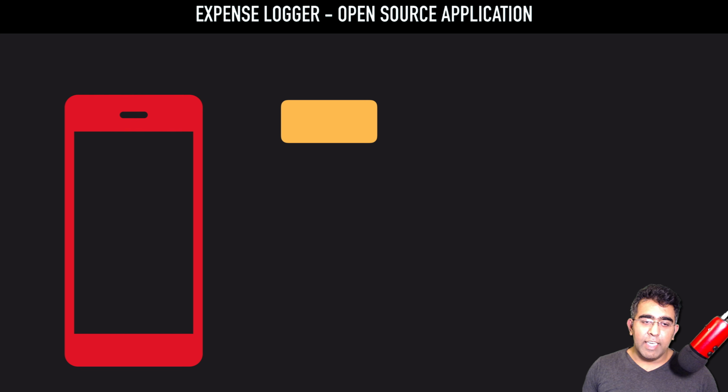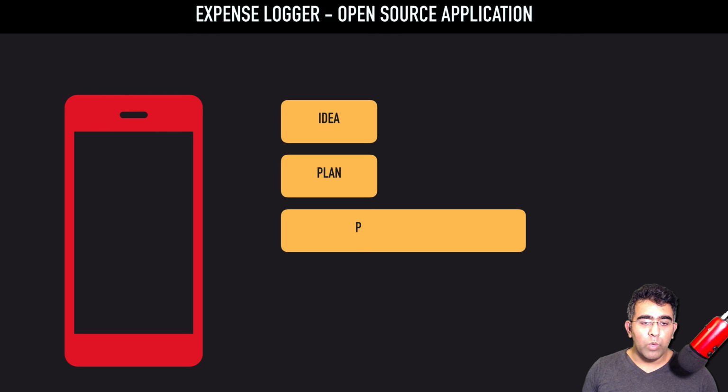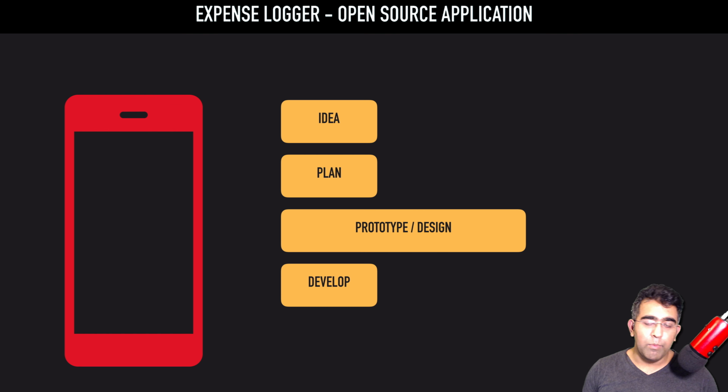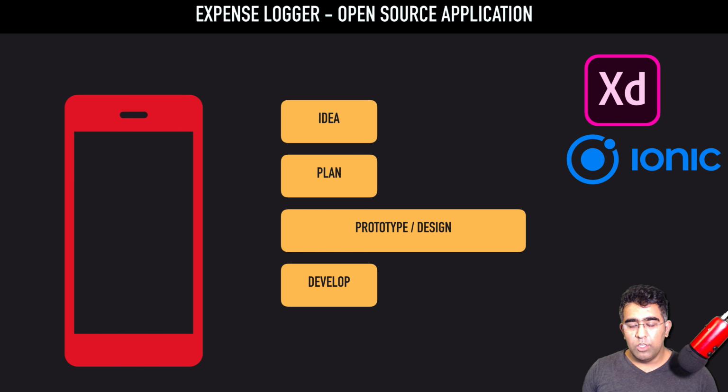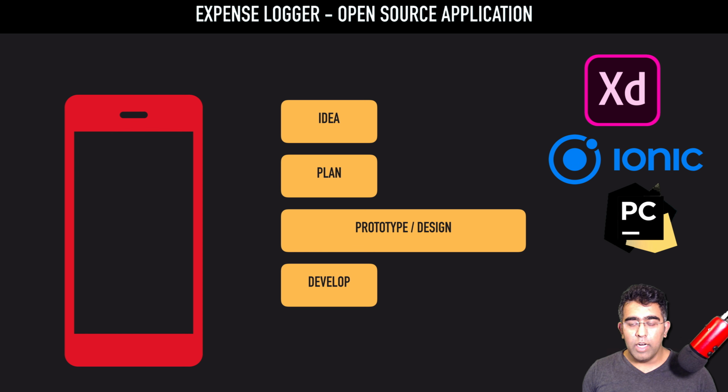So here's an idea. We got an idea. We are going to plan that idea, prototype and design, and then we are going to develop that application. And I will also show you how you can deploy that application to the Google Play Store. So the tools we're going to be using are Adobe XD, the Ionic framework with Cordova, and PyCharm as an IDE. If you don't have PyCharm, that's fine. You can use VS Code or whatever IDE that you're comfortable with.